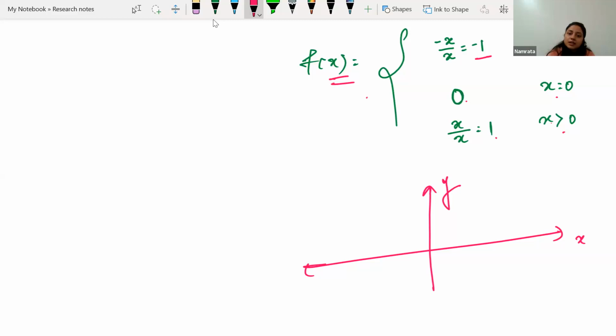Okay, when x is greater than 0, towards the right.